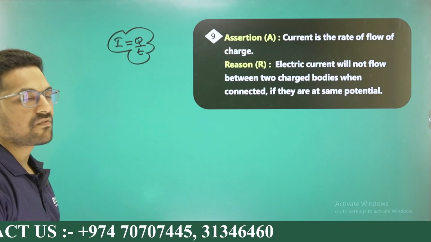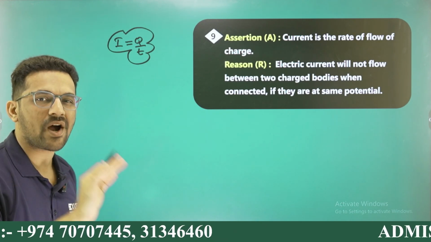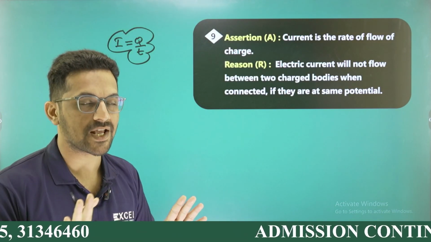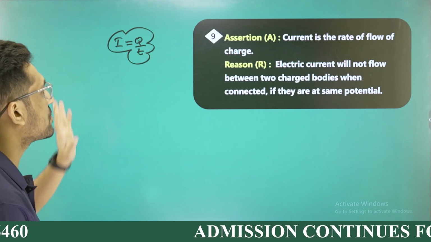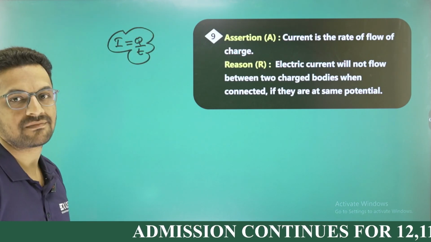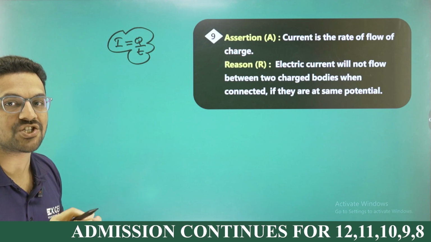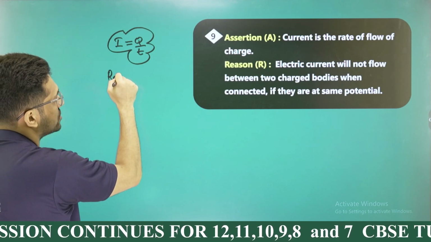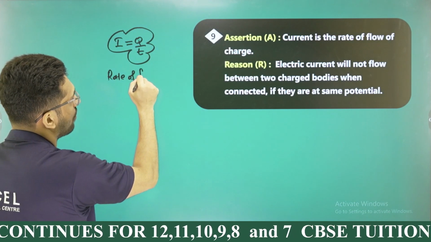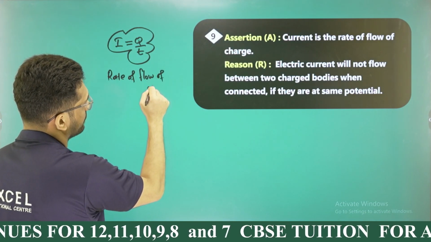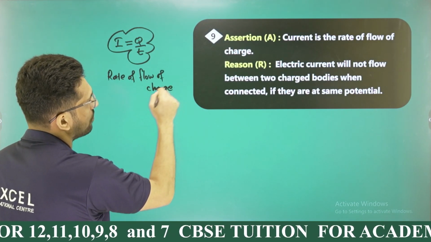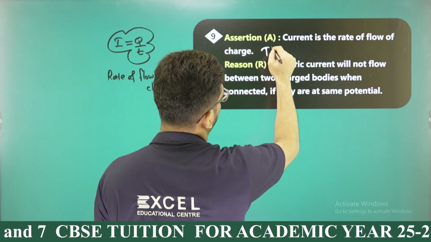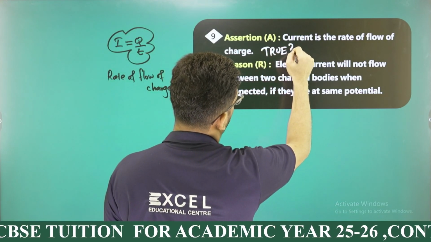Now, whatever the quantity may be, if you divide that quantity by the time, you will get the rate of that quantity. So, this equation is charge divided by time. Actually, the current is the rate of flow of charge. Right? Now, that makes the assertion true. Assertion is true. Okay.